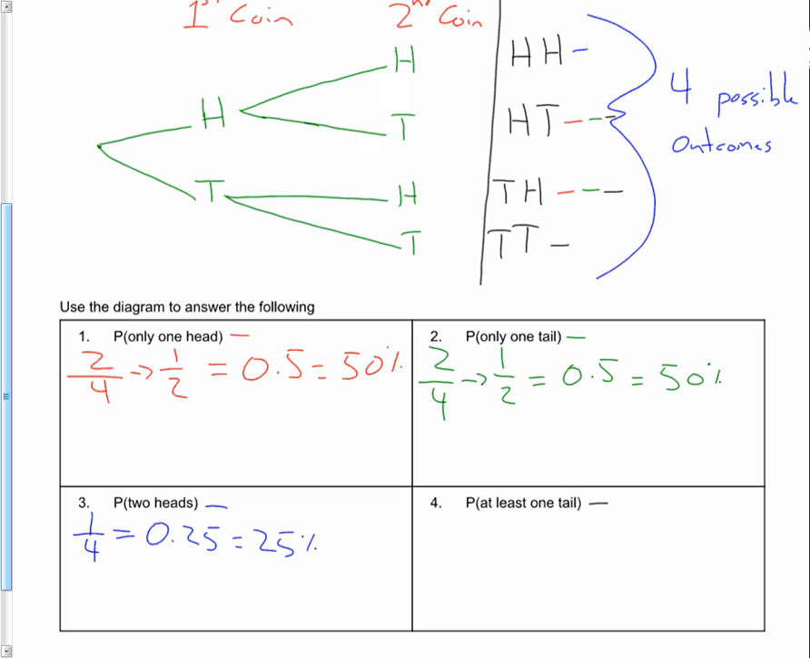My probability there is 3 out of the 4 outcomes. I just count up the number of black ticks that I have here: 1, 2, 3. So in 3 out of the 4 results, I got at least 1 tail. 3 out of 4 is equal to 0.75, since 3 divided by 4 is 0.75, which is equivalent to 75%. So using a tree diagram can be a really useful way of mapping out all of the theoretical possibilities that you could get in a situation.